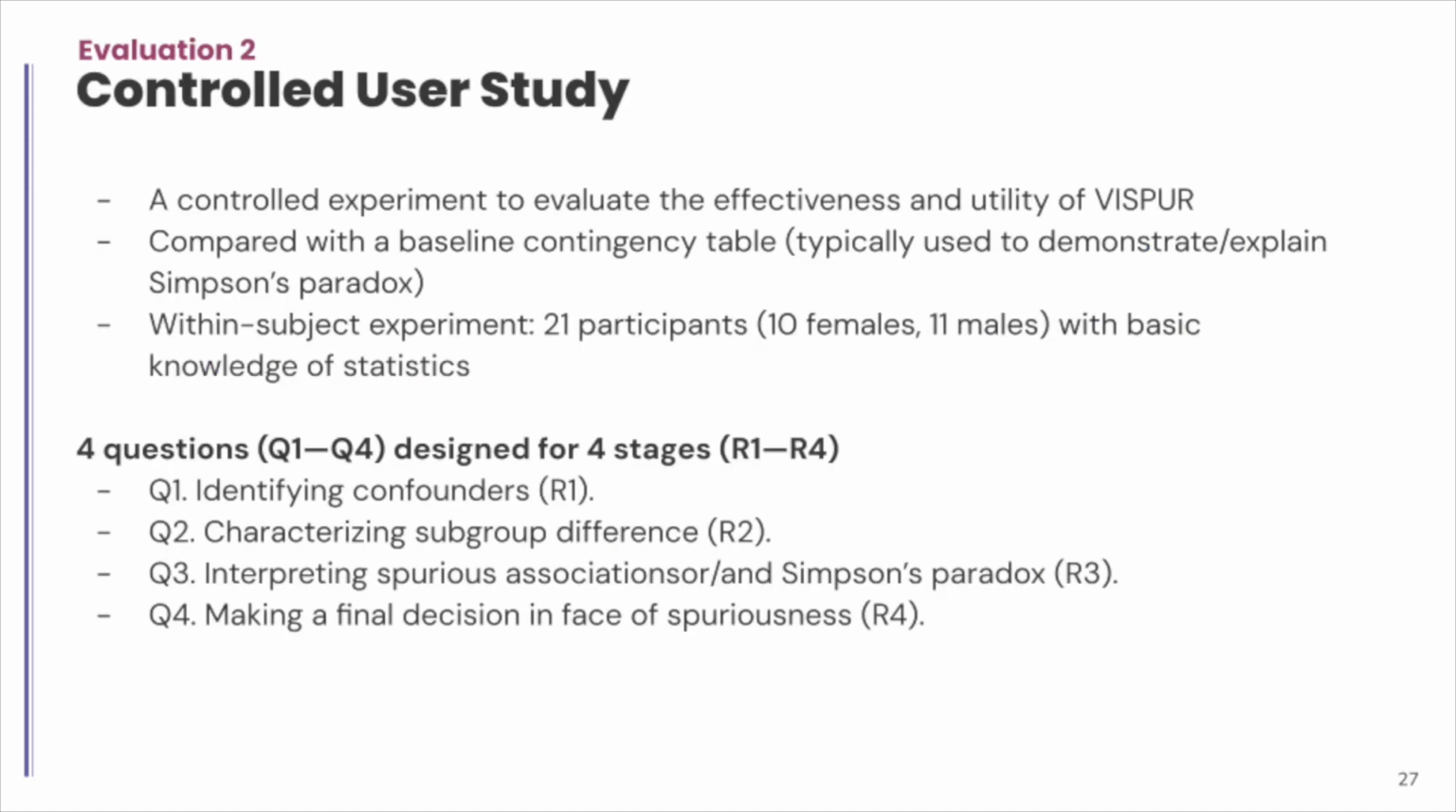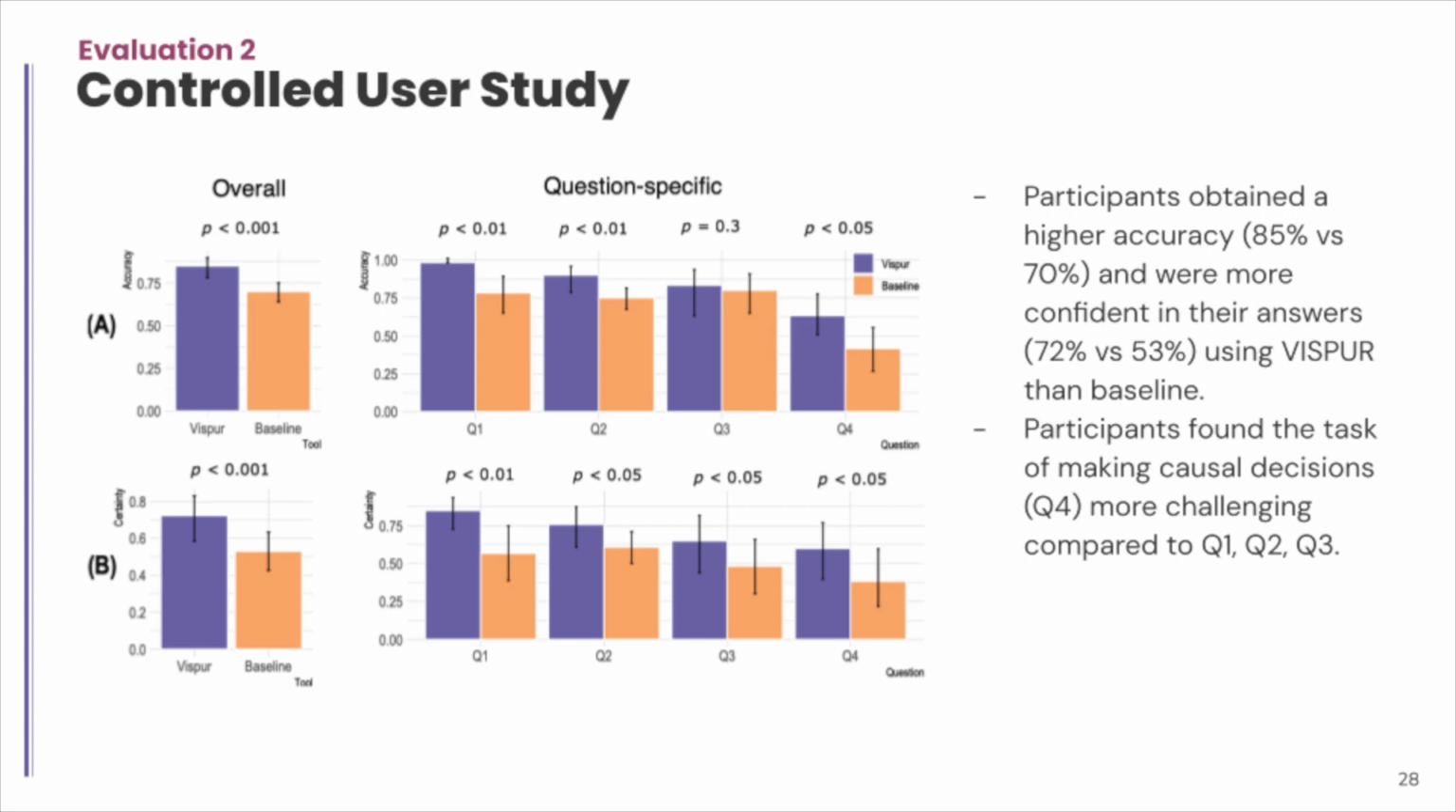We also conducted a controlled user study to evaluate the effectiveness and utility of VISPUR system. We recruited 21 participants with a basic knowledge of statistics without causal inference background. We compared our VISPUR system to a baseline tool, so participants were asked to use both tools in a random order. To evaluate whether two tools can effectively provide core practices, we selected 4 tasks and questions for each of 2 application scenarios. We found that participants had higher confidence and accuracy when using VISPUR system compared to the baseline tool.